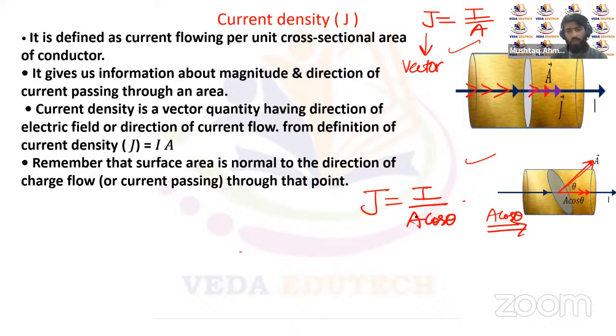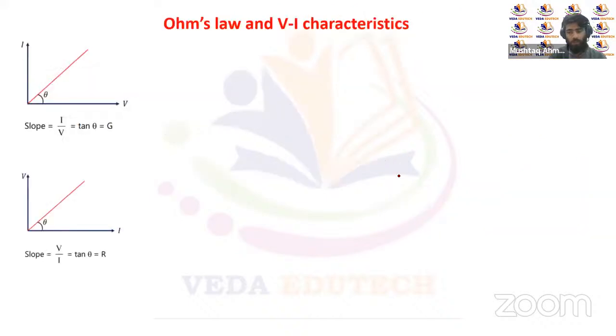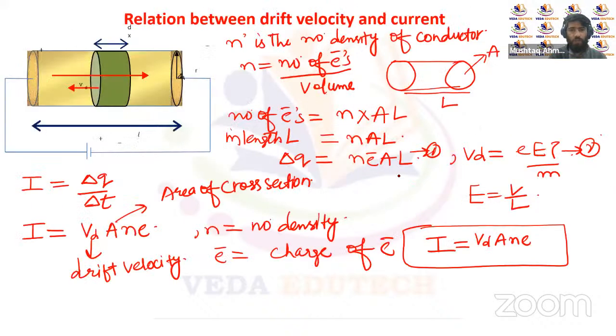One more important point is that surface area is always normal to the direction of the charge flow. So these are some of the important points about the current density. It is a vector quantity. It tells us about the direction of the current flow. Whatever the direction of the current density, the same will be the direction of the flow of current.